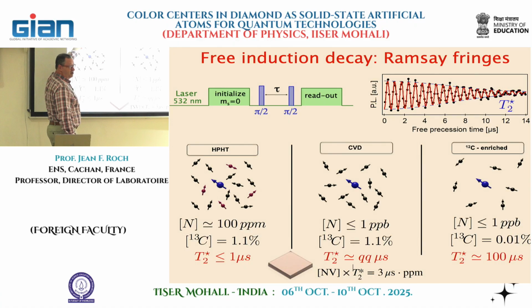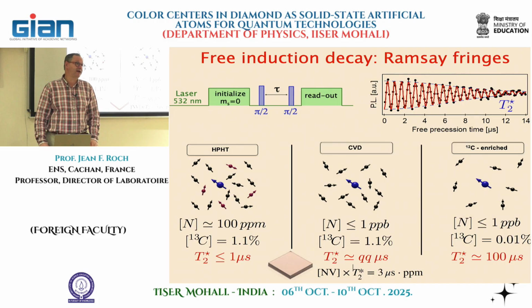Okay, so once I'm here, I can start with a HPHT sample. If you remember, this is the yellow sample that I showed at the very beginning yesterday. The nitrogen content is around 100 ppm. Carbon-13 is at natural abundance, 1%, but this is somehow negligible. What matters is the electronic spin bath of the nitrogen impurities. Those nitrogen impurities have an electronic spin 1/2, and it's this bath that will control somehow the T2 times. And the T2 times will be much shorter than 1 microsecond.